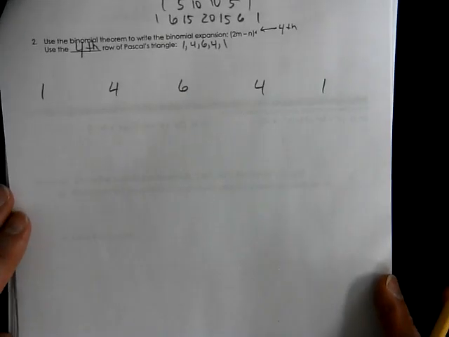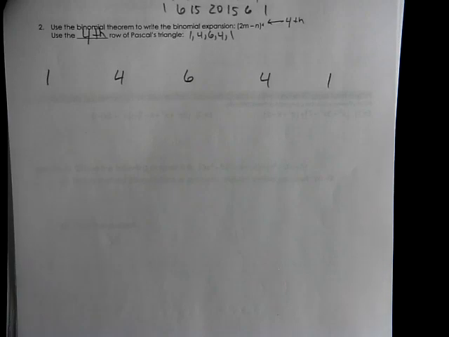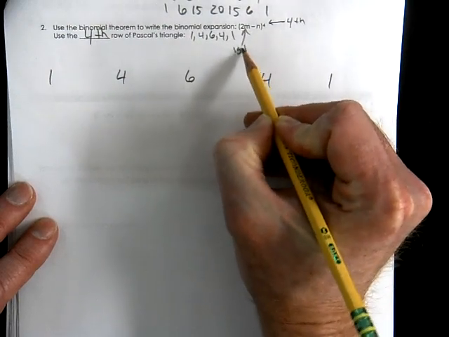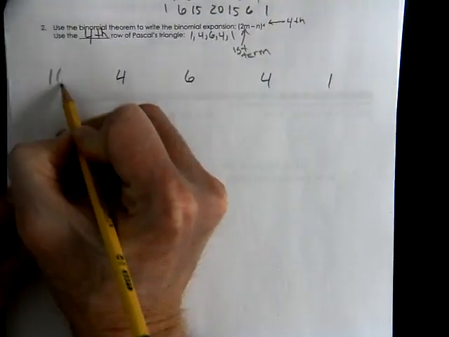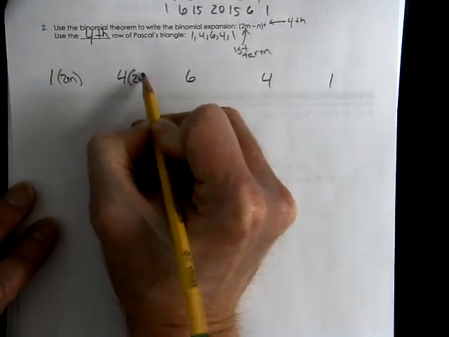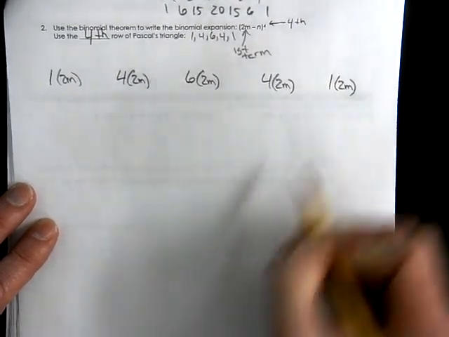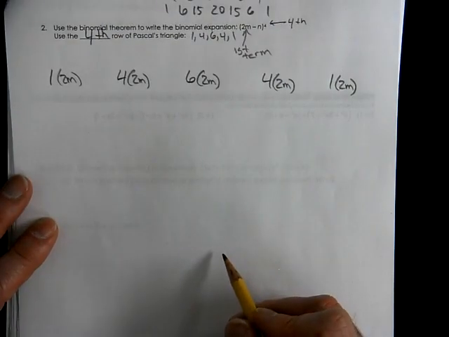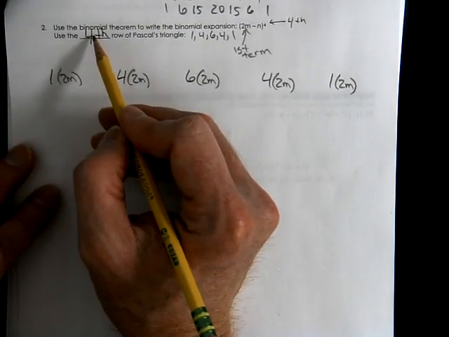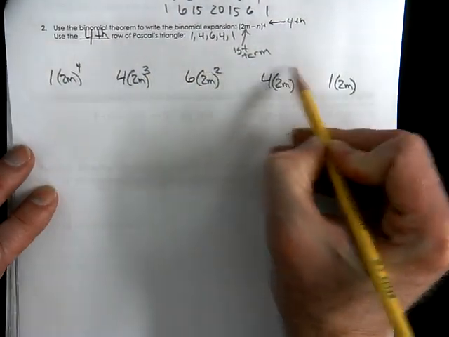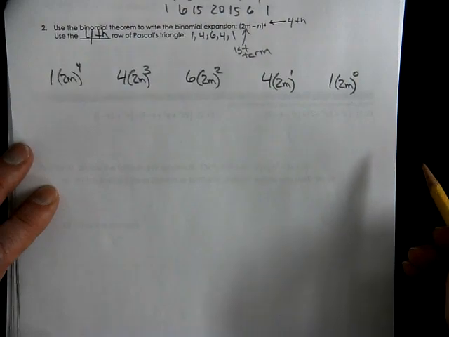So you have more room. Either way you like to do it. So now we're going to take our first term, which is 2m, and write those in there. We write them in decreasing order, starting with the power that we're working with. So 4, 3, 2, 1, and 0.